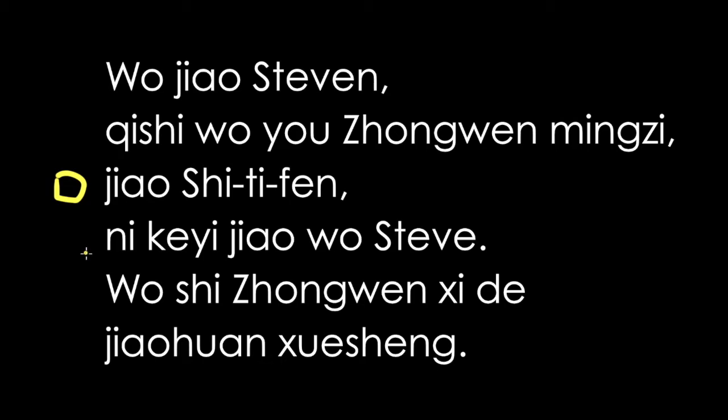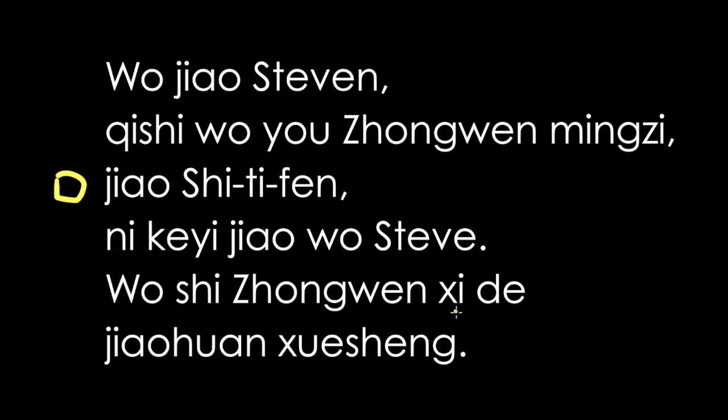If you speak English well, maybe you are a native speaker, it's easier for you because you can do this. So, 你可以叫我 Steve. You can call me Steve. And then he says, 我是中文系的交换学生. I am... 中文 means Chinese, and 系, from the last lesson you might remember, is the department at a university.